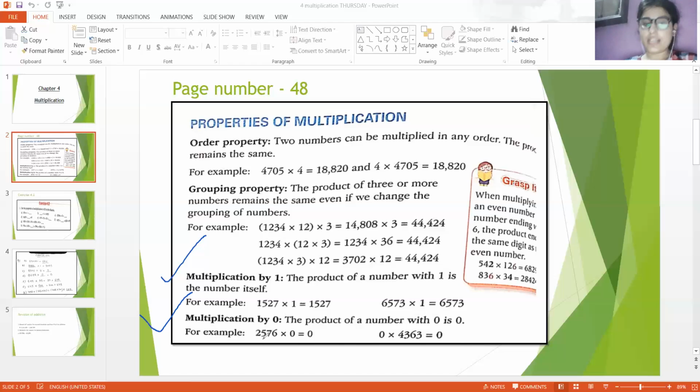For example, here I am multiplying 2576 with 0. The answer is 0. Here I am multiplying 0 with 4363. The answer is again 0, because I am multiplying a number with 0. So whenever we multiply a number with 0, we always get 0.